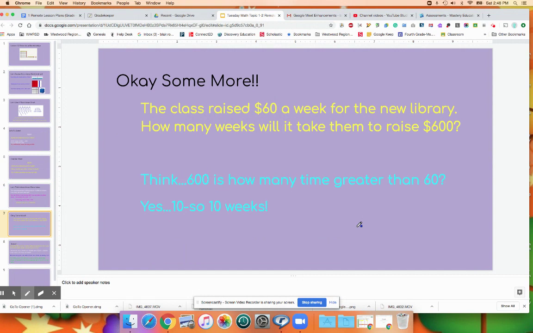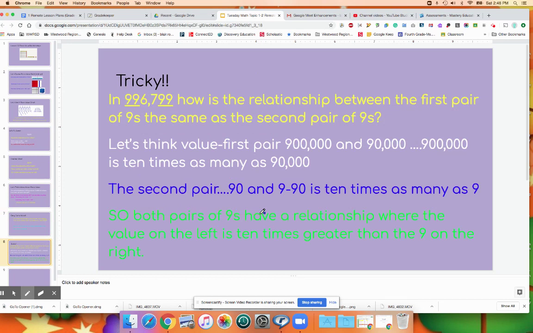Ooh, the class raised $60 a week for the new library. How many weeks will it take them to raise $600? So I have 600, and I really want to know how many times greater is 600 than 60. Well, if I multiply 60 by 10, I will get 600. So the answer would be 10 weeks. All right, let's try one more. Oh, it's a little tricky.